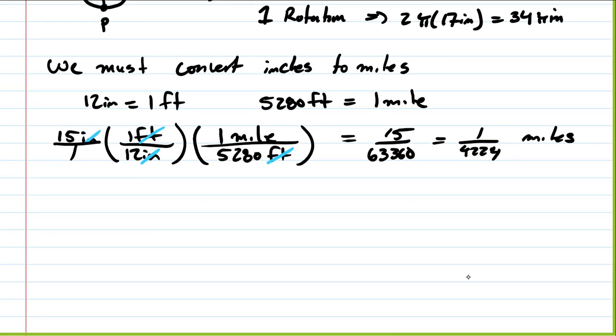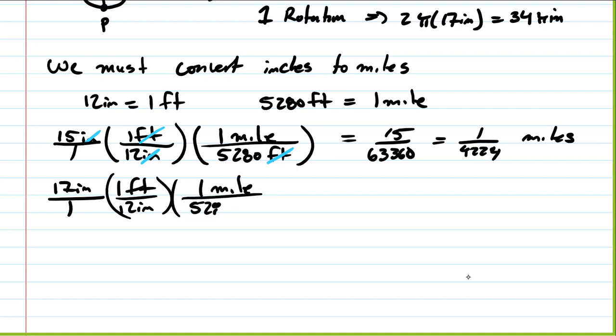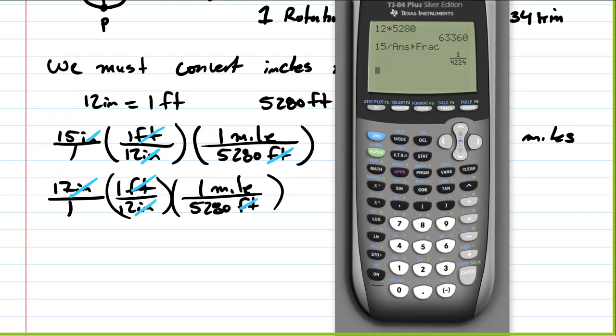And similarly, we need to do the same thing. So 17 inches, 1 foot over 12 inches, and 1 mile over 5,280 feet. Once again, feet reduce out, inches reduce out. So if we multiply across the top, this time we have 17 times 1 times 1 over, multiplying across the bottom, 1 times 12 times 5,280. And we get the following value, which I am going to store into my calculator for later. So let's store that as A in my calculator.